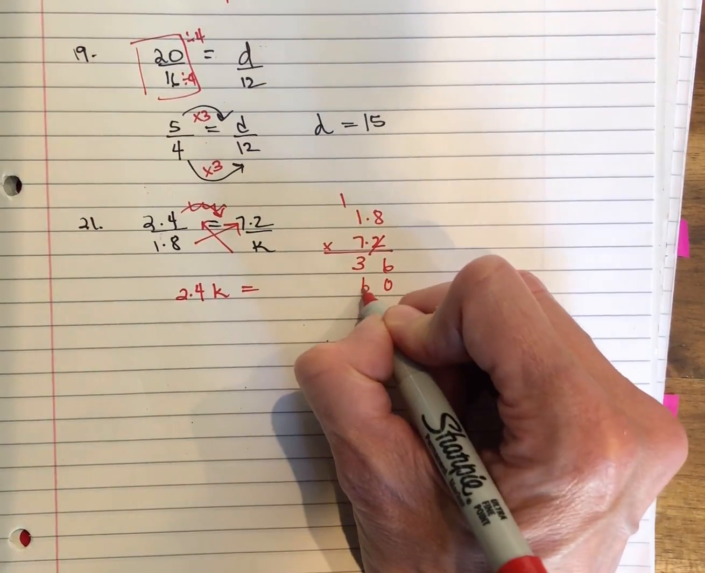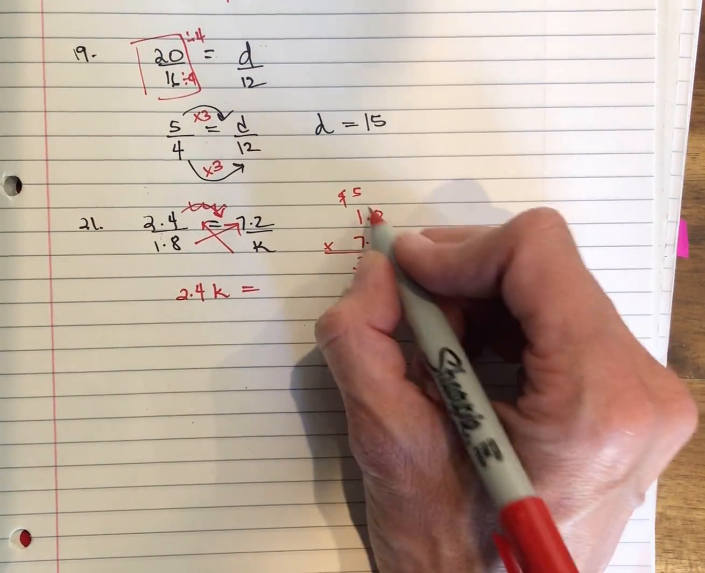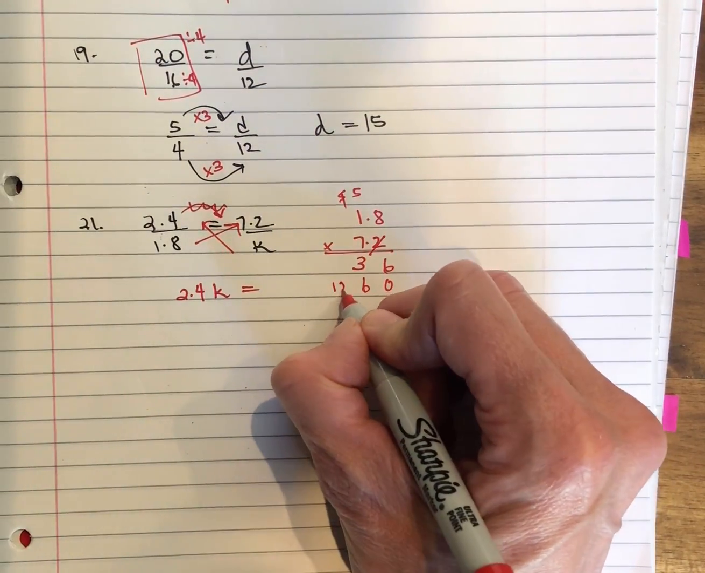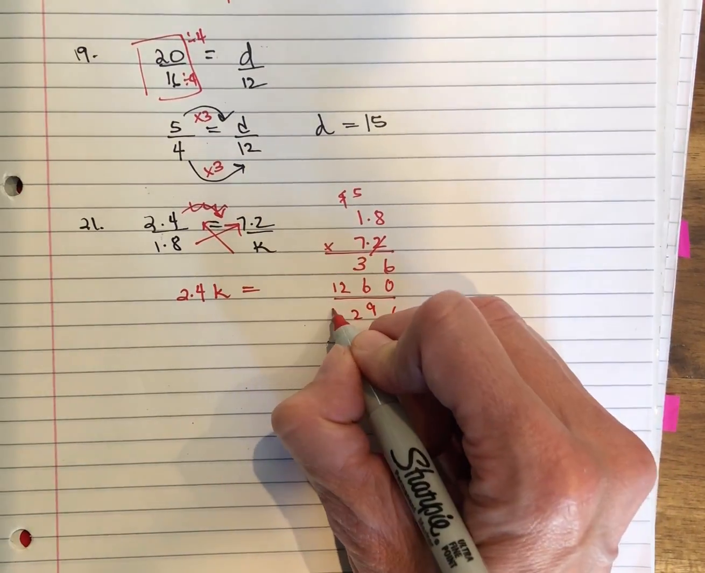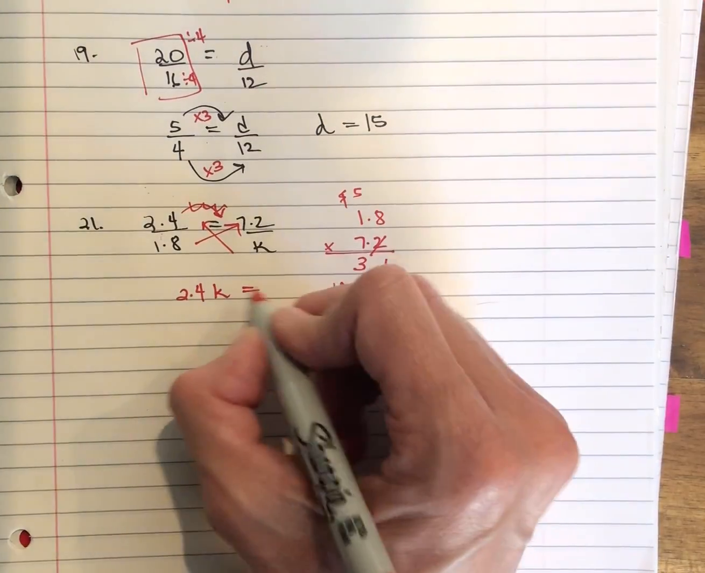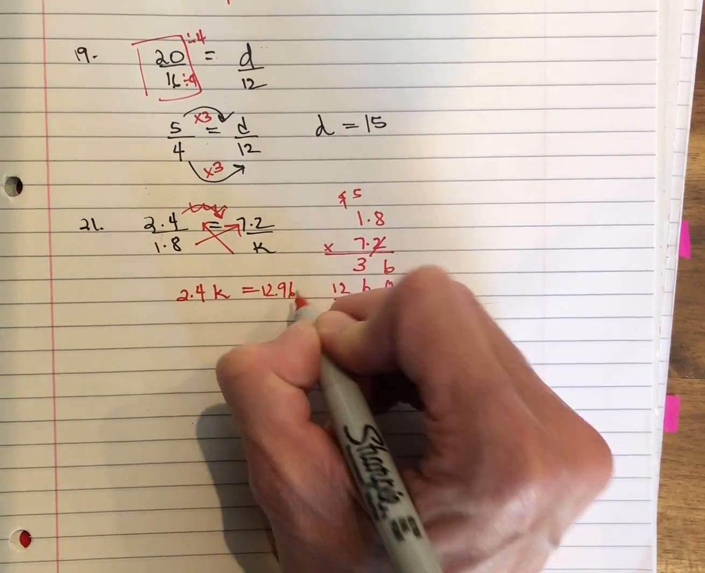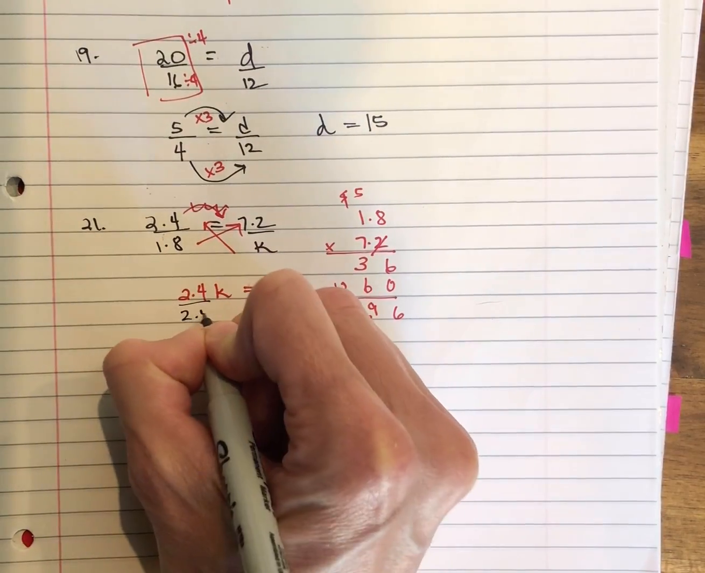7 times 8 is 56, carry the 5. 1 times 7 is 7, plus 5 is 12. Add them up. 6, 9, 2, 1 for 12.96. Okay, so drop that into your equation. From here, we can divide each side by 2.4.